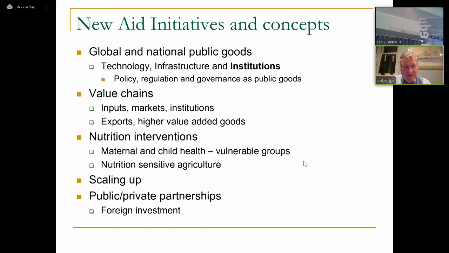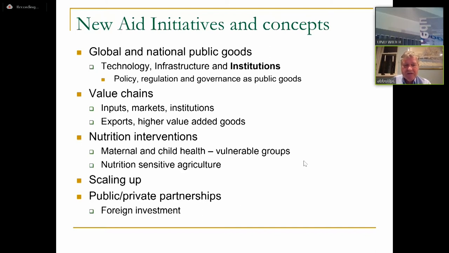Value chains have been emphasized. We look at inputs, markets, and institutions, and not just what's going on the farm. And these have tended to emphasize exports and higher value-added goods. As I'd noted earlier, nutrition interventions have become important, and there are at least two ways to look at these.